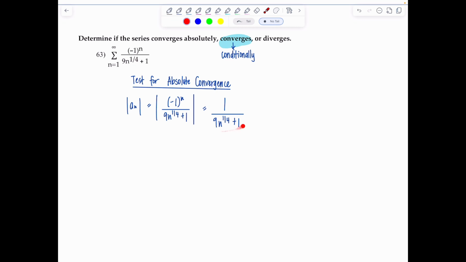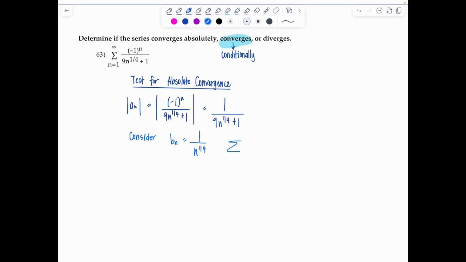This one is definitely giving me p-series vibes, so I'm going to go for limit comparison test. Looking at the highest power of n, there's no n's in the numerator and just n to the 1/4 in the denominator. So I'm going to say, okay, consider b_n, which is 1 over n to the 1/4.